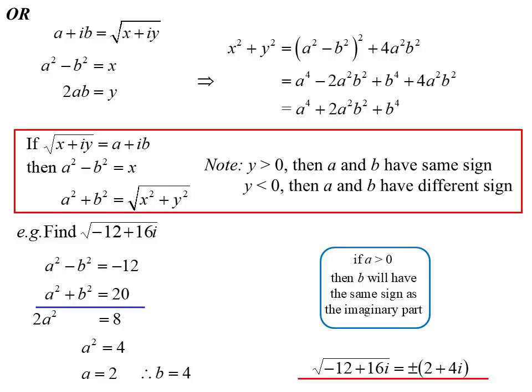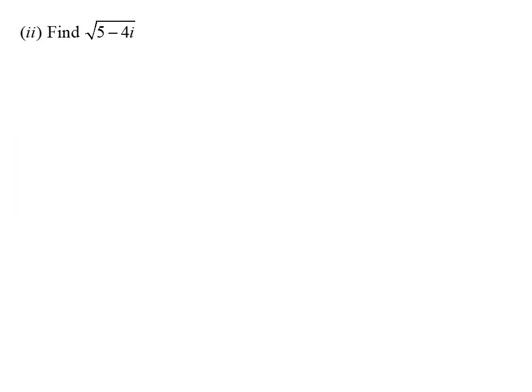I always just set the a to be positive, and then I'll have a look at the imaginary part of what I'm finding the square root of. And if that's positive, it'll have the same sign. If that's negative, it'll have a different sign. There's my answer. Let's try this one there.